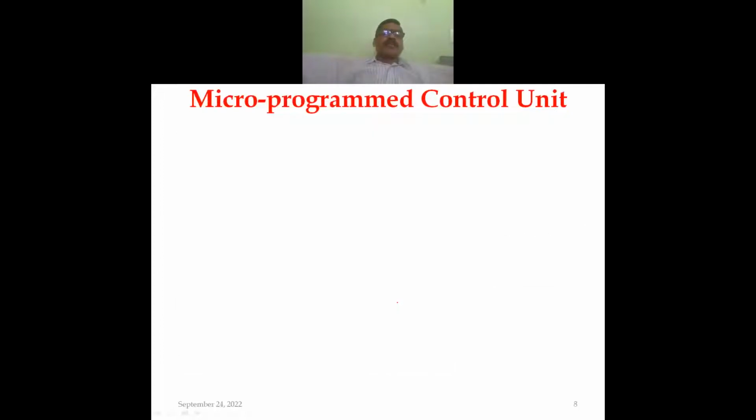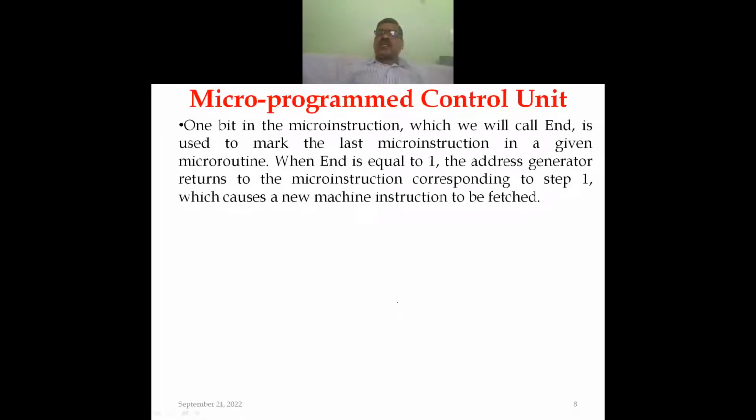As execution proceeds, the address generator increments the micro PC to read microinstructions from successive locations in the control store. One bit in the microinstruction, called end, is used to mark the last microinstruction in a given microroutine. When end is equal to 1, the address generator returns to the microinstruction corresponding to step 1, which causes a new machine instruction to be fetched.